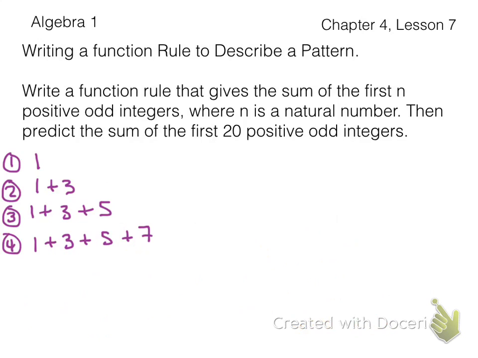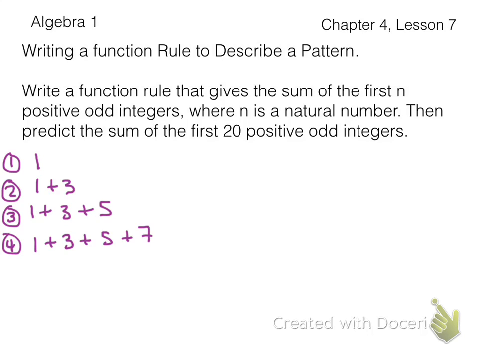Okay, moving on. Writing a function rule to describe a pattern. We're going to write a function rule that gives the sum of the first n positive odd integers, where n is the natural number, then predict the sum of the first 20 positive odd integers. So let's go ahead and start off and see if we can figure out a pattern.